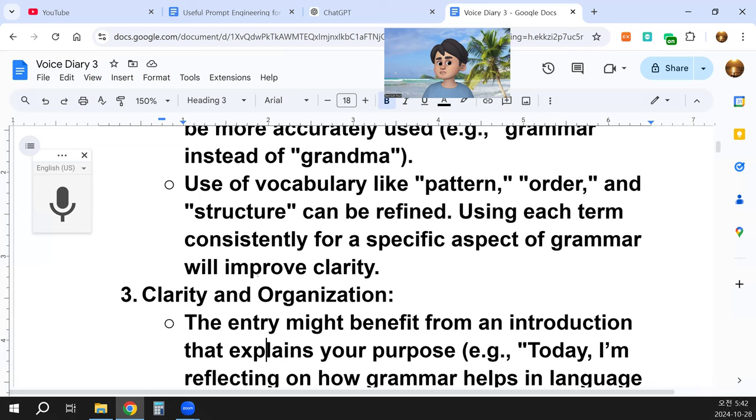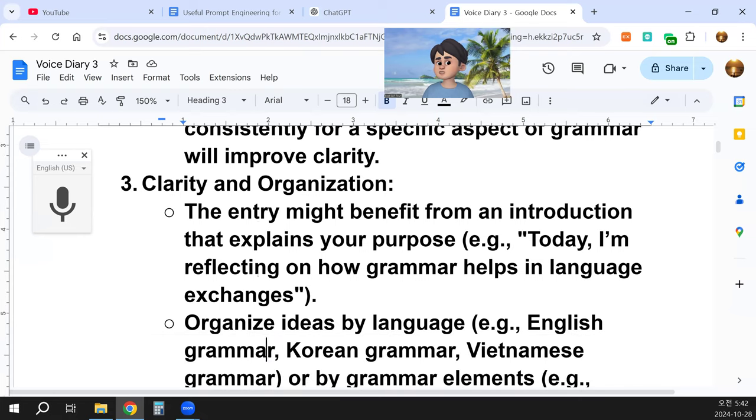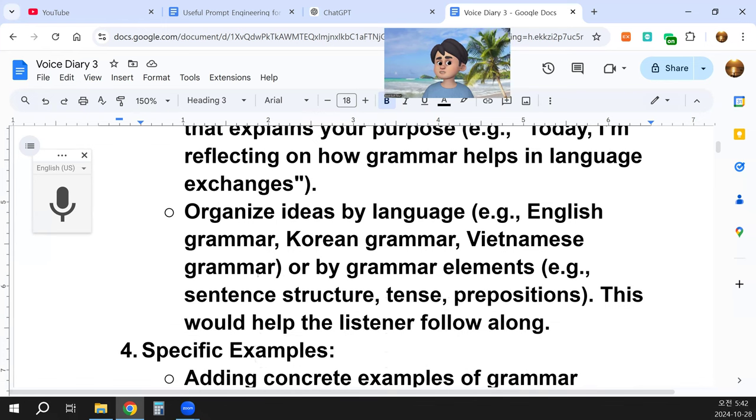Clarity and organization. The entry might benefit from an introduction that explains your proposed example. Today, I'm reflecting on how grammar helped in language exchanges. Organize ideas by language, with examples: English grammar and Korean grammar, balanced grammar elements, example sentence, verb, tense, preposition. This should help the listeners follow along.